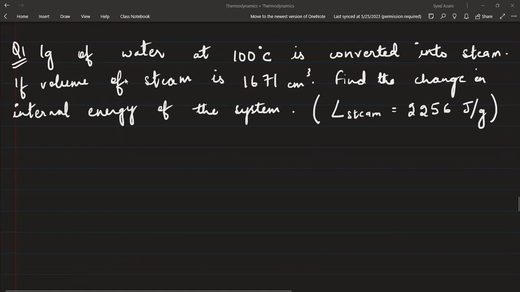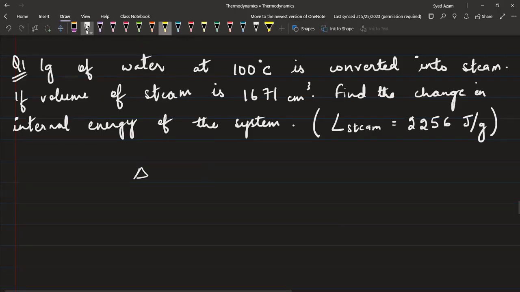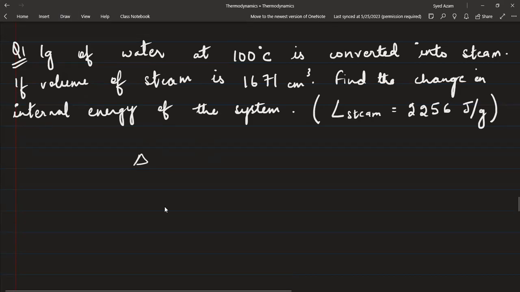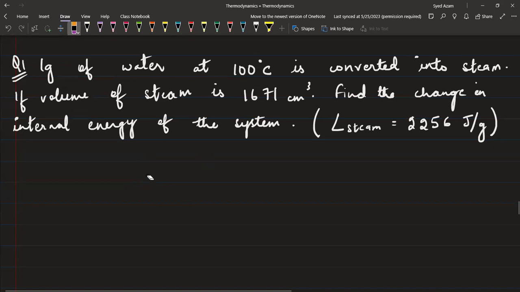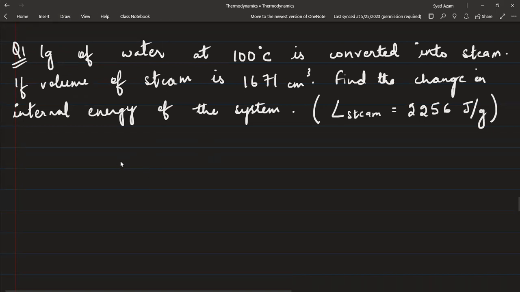Okay, look at this question. It says that 1 gram of water at 100 degrees Celsius is converted into steam. Now, if the volume of steam is 1671 centimeter cube, you have to find the change in internal energy of the system. So, for finding the change in internal energy, the formula is delta Q is equal to delta U plus the work done.